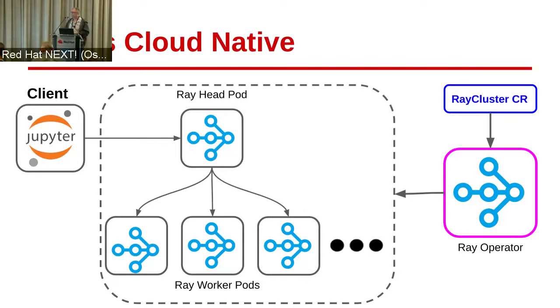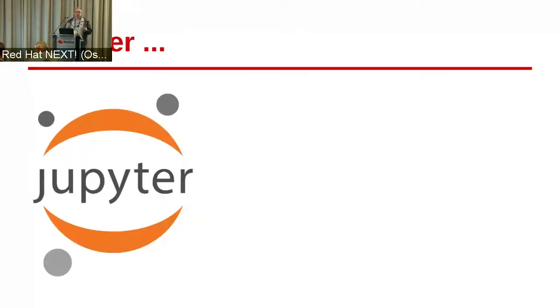And of course, once you have a Ray head pod, any client can connect to it. Today, the client in question that I'll be using is Jupyter, but it doesn't have to be that. It can be VS Code or any kind of Python running process. Really, it doesn't even have to be internal to the cluster. You can connect from the outside. So Jupyter obviously can come from a lot of places.